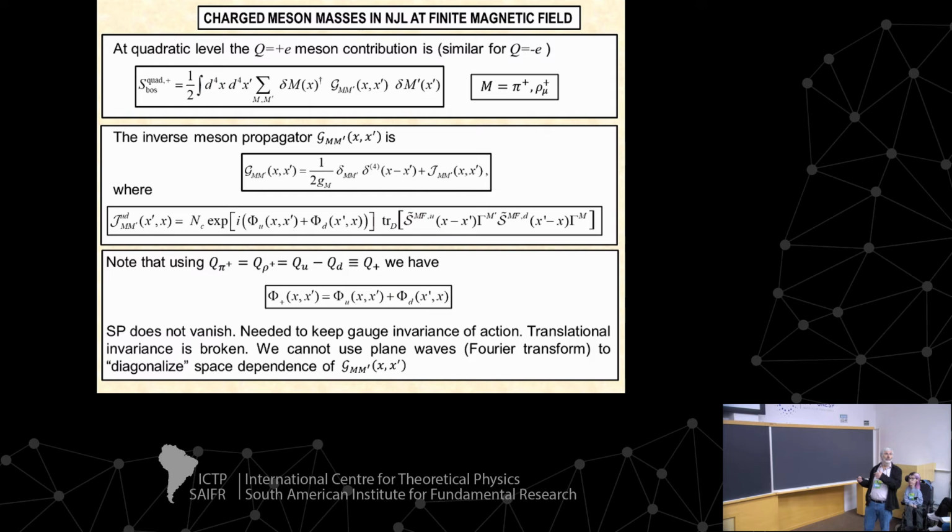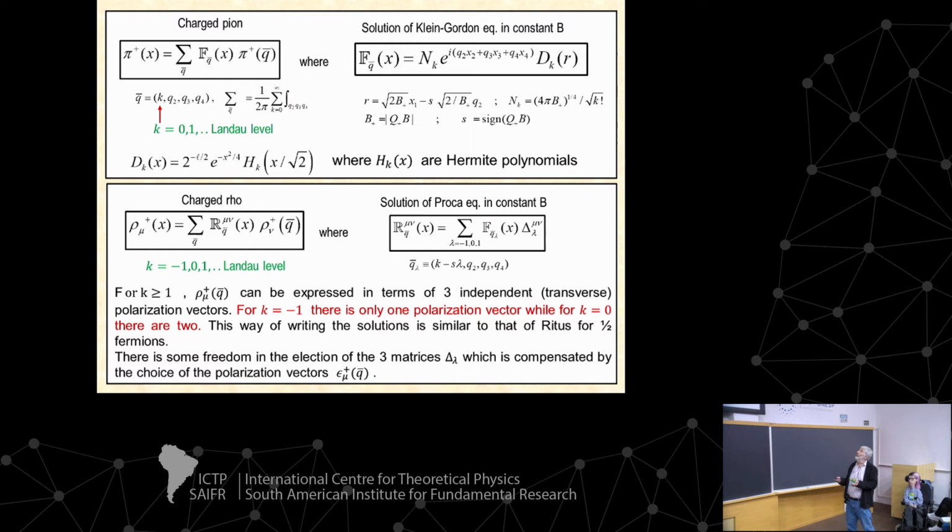So translational invariance is not broken, so you cannot just Fourier transform as before to diagonalize this. You have to use a different basis. Now, this means that you have to expand the fields, not in terms of plane waves as before, but you have to use different functions. And these functions are the solutions of the Klein-Gordon equation in the presence of the magnetic field.